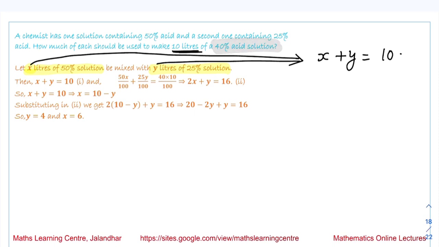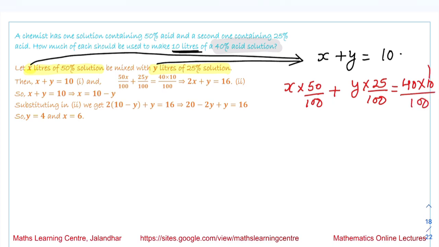Now the second thing we require is that the concentration of the resulting solution should be a 40% acid solution. If we calculate the concentration, it is x liters of 50% solution plus y liters of 25% solution, and the final concentration we require is 40% of the total solution, which is 10 liters. So it is 10 into 40 by 100.